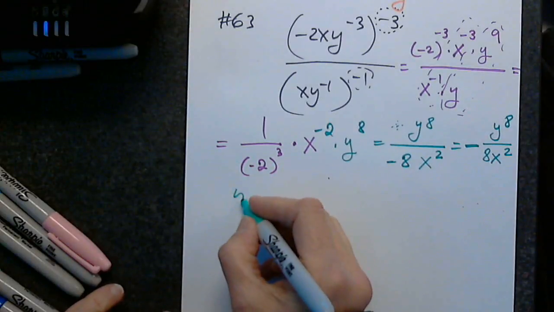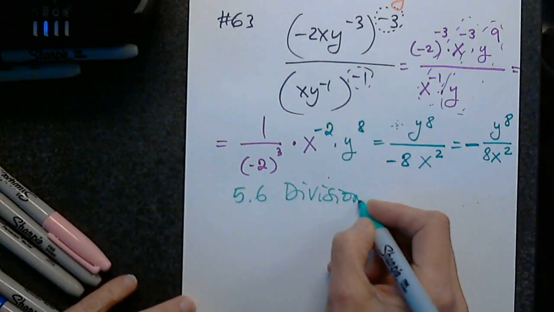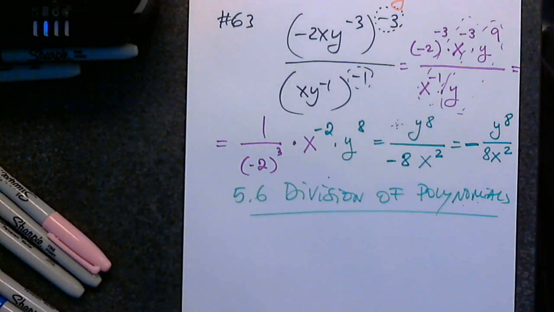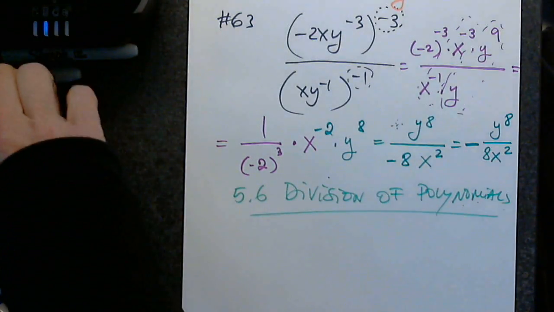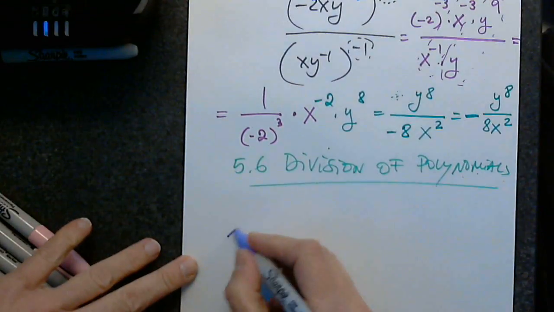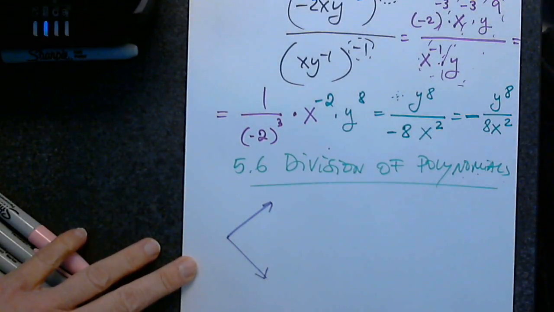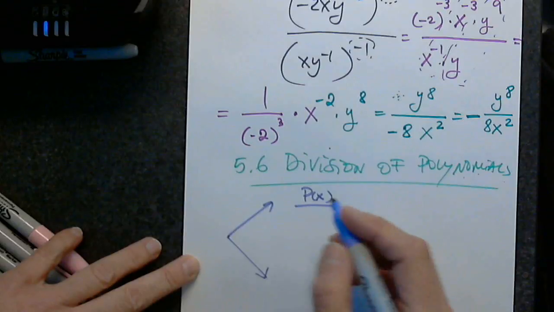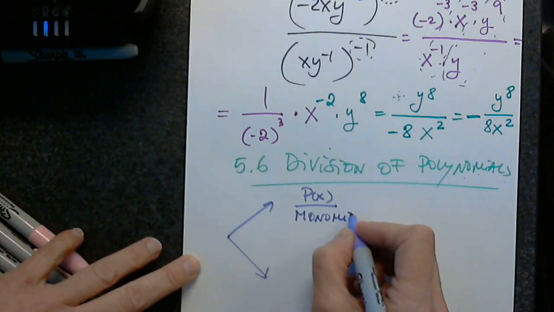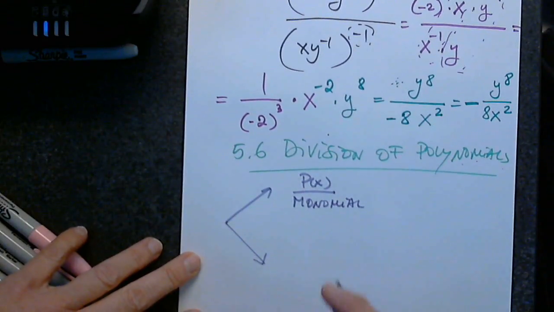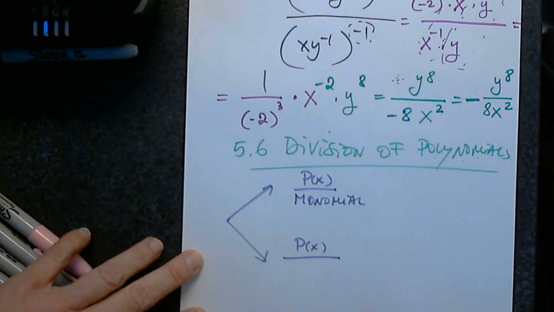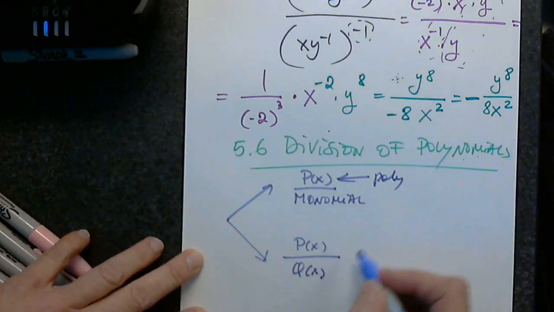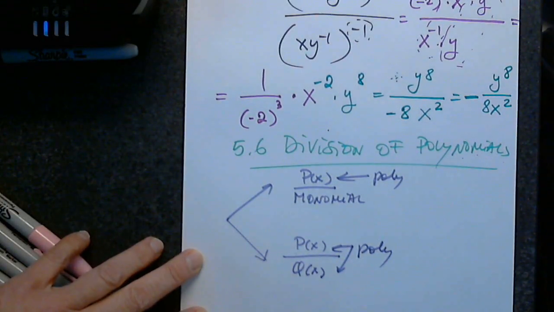So 5.6, division of polynomials. This is the last section of chapter 5. Ready? There are two different types. One is when we divide a polynomial, p of x, any polynomial, by a monomial. And the other is when I divide by another polynomial, I'm going to say q of x. So this is a polynomial, and these two are polynomials.